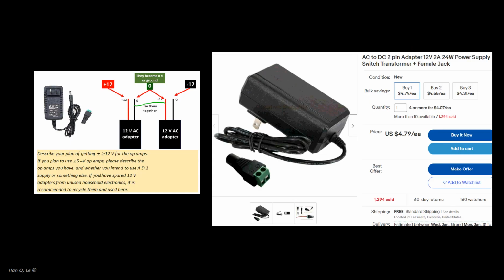Alternatively, and actually more conveniently and recommended, two 12-volt AC-DC adapters, common in household electronics, can be used for this purpose. They can provide plus-minus 12 volt by connecting the positive terminal of one to the negative of the other, which will be the ground for the op-amp.